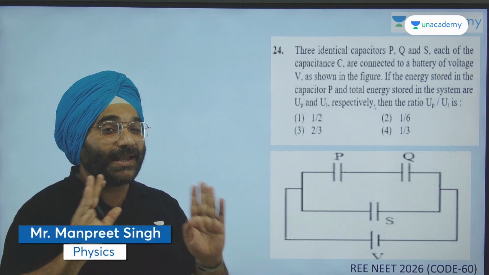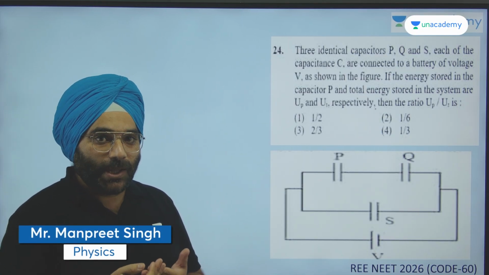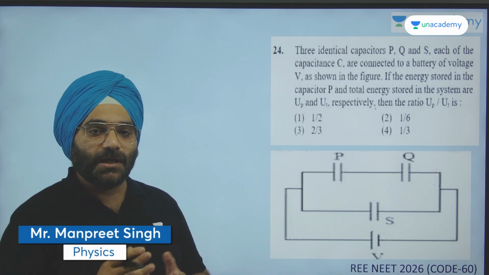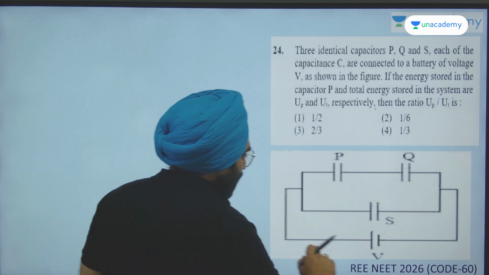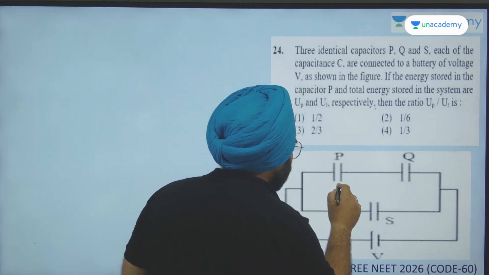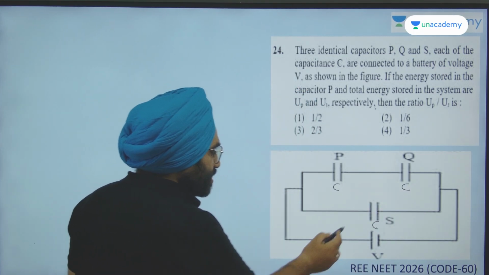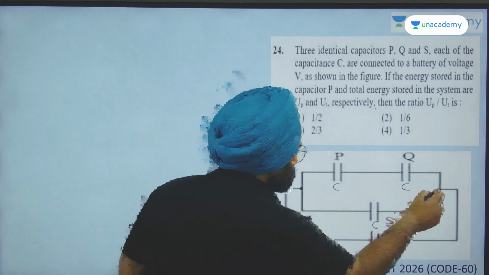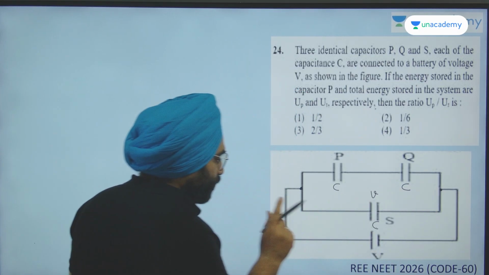I am not getting into the charge here, otherwise it will become very confusing. So what can I do here? I will check the potential difference across each capacitor. Understood? So they are connected like this, and they all have capacitance C, C and C. This one is directly connected to these two points, so it will get the potential V, which is what we have connected here.